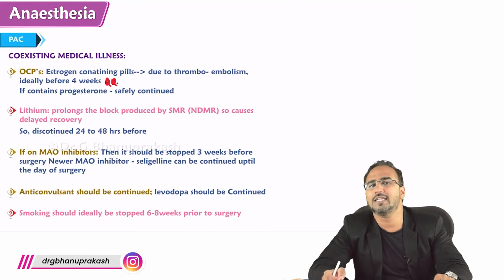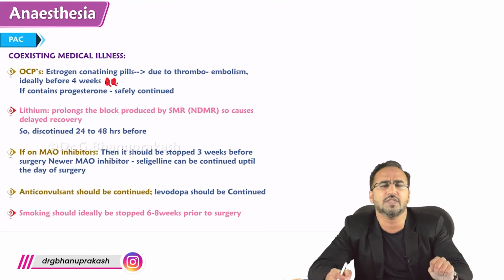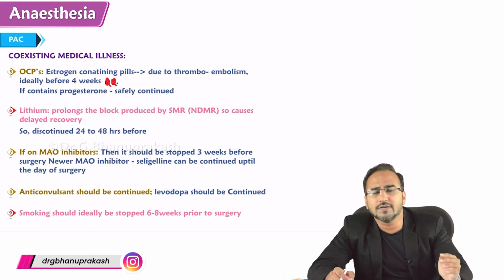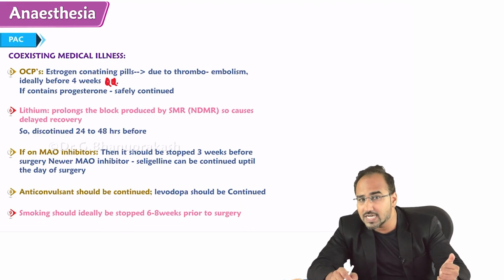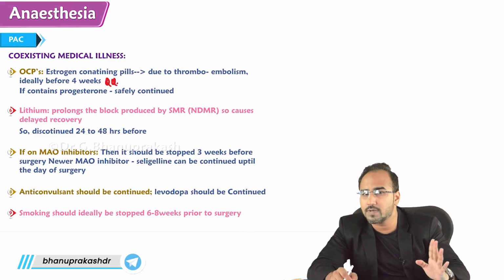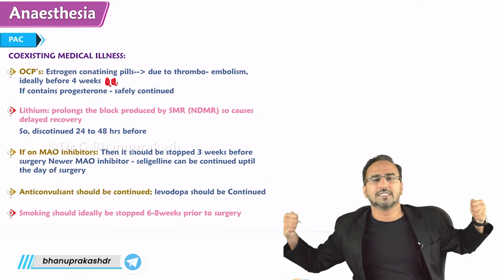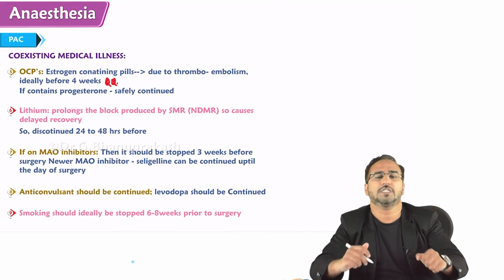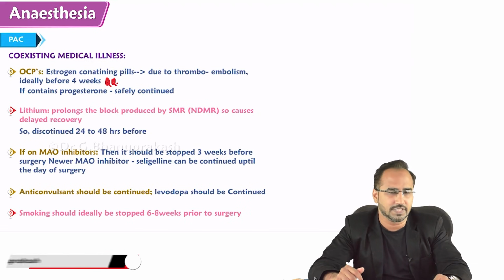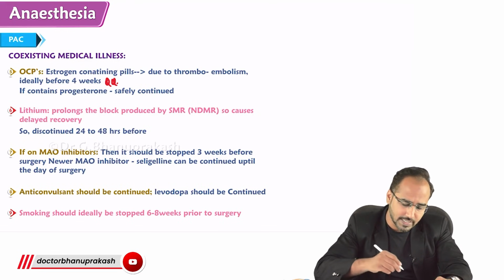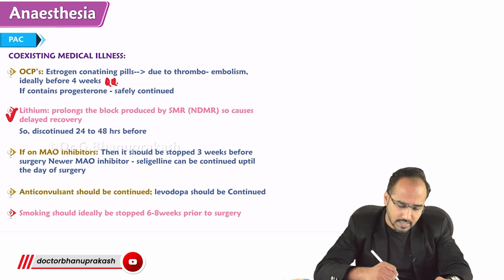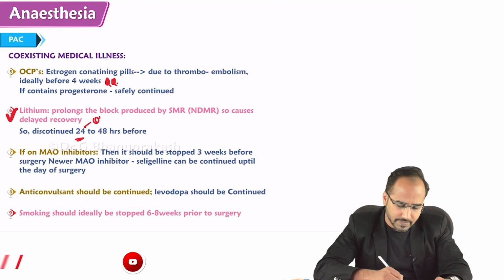If the patient is taking lithium and the patient is posted for surgery, what would happen? The lithium will be circulating in the patient's blood. That lithium has an interaction with the muscle relaxants. Usually lithium causes problems in GA cases, general anesthesia cases. It prolongs the effect of the muscle relaxant for a longer period of time, which can be a problem to the patient. That is, the patient won't recover easily, right? So lithium, what's your advice, guys? Stop it at least 24 hours before surgery.